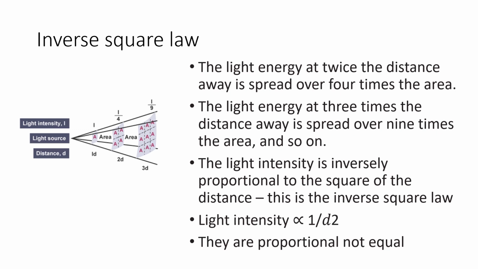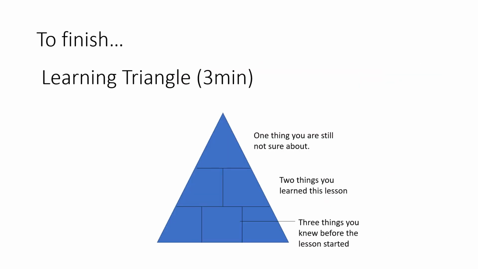Remember, it's proportional, not equal. The numbers are never equal, it's just the amount of change in one results in the same amount of change in the other. So if we double the distance, then we are doing 1 over the distance squared in terms of light intensity.